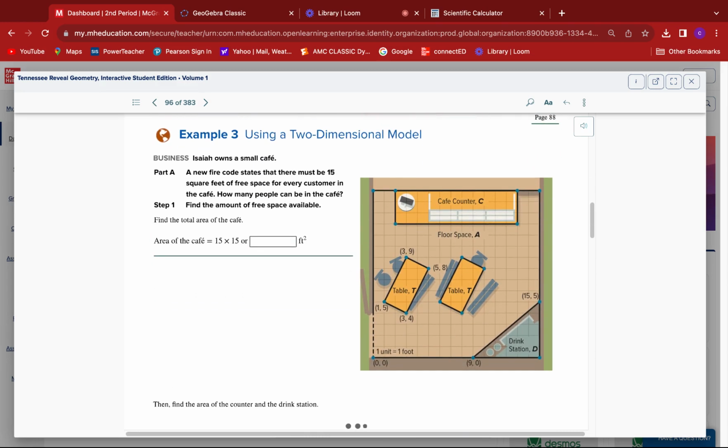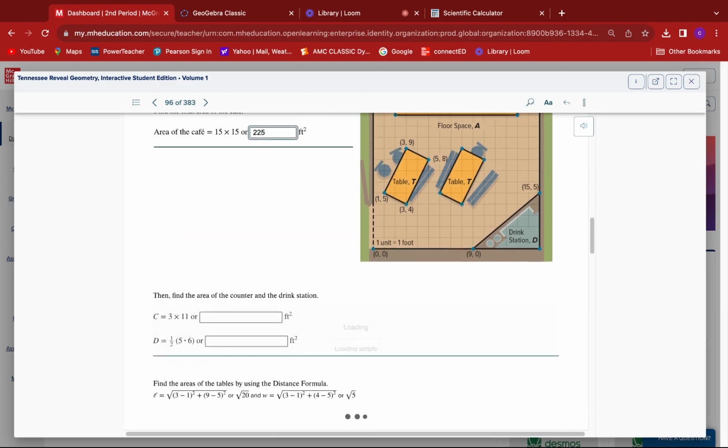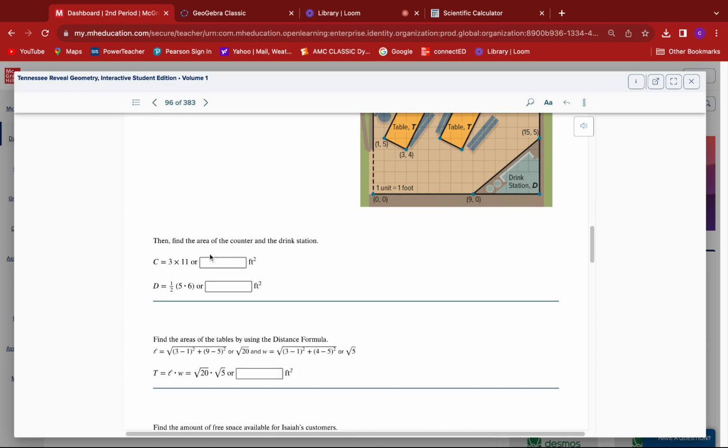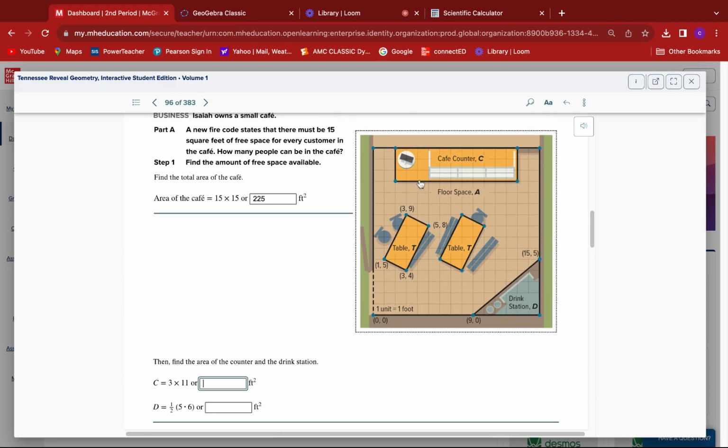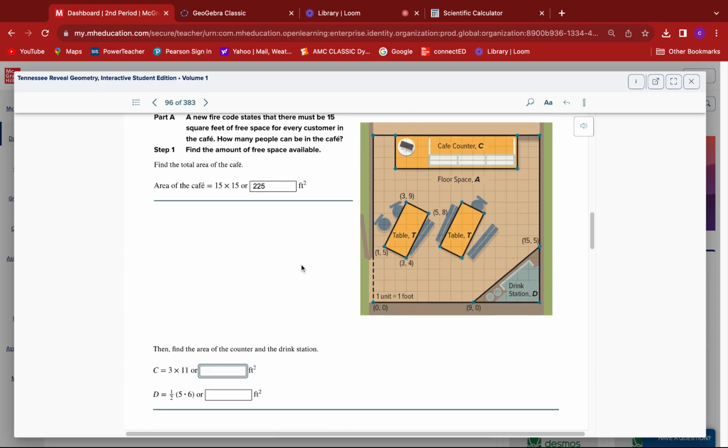Example number 3. They really kind of did it for us. So 15 times 15, or 15 squares, 225 square feet. Circumference, no, C. What's going on here? The counter is labeled C. So 3 times 11 is 33.